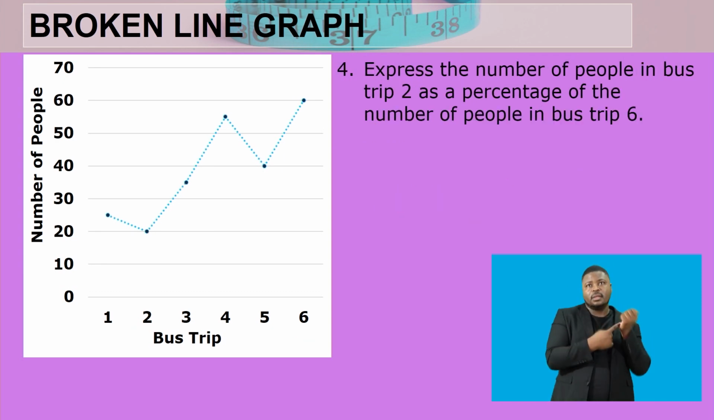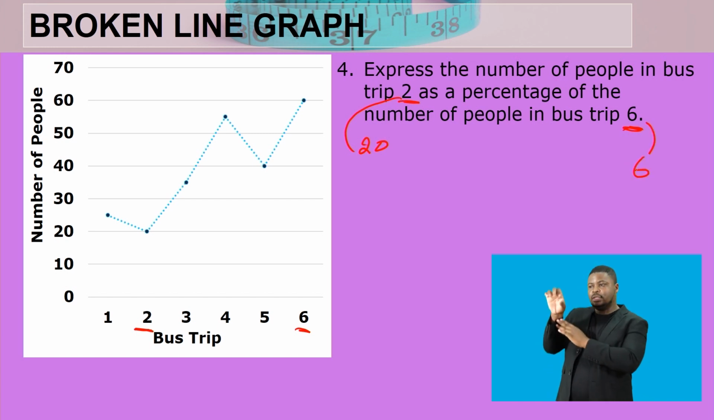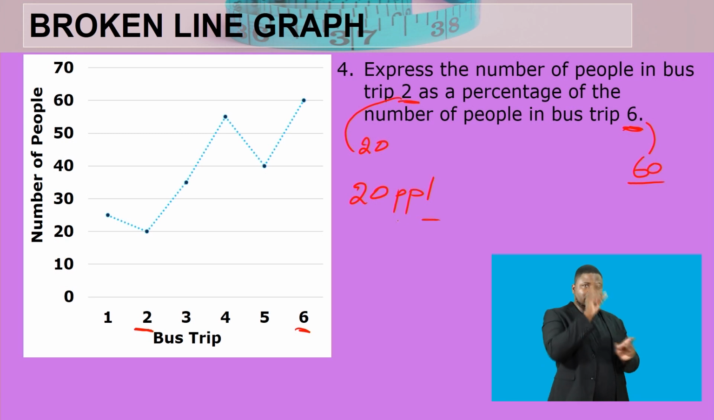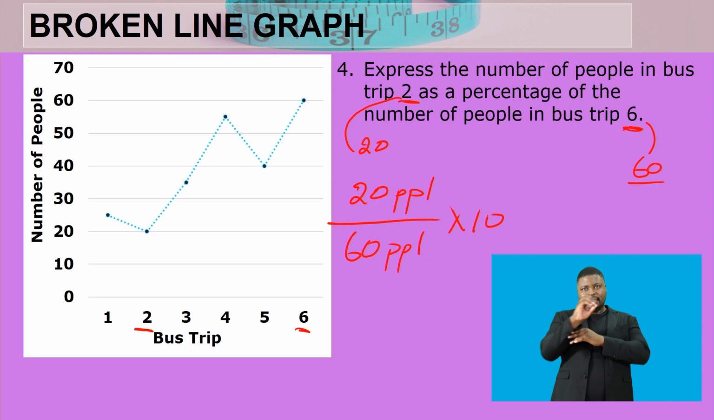Question 4, express the number of people in bus trip number 2 as a percentage of the number of people in bus trip number 6. So in number 2, how many people were there? We had 20. In number 6, we had 60. So we had to express it as a percentage. So it means we're going to say 20 people in bus number 2 divided by the 60 people that were in bus number 6 multiplied by 100. Why 100? Because the percentage is always out of 100.